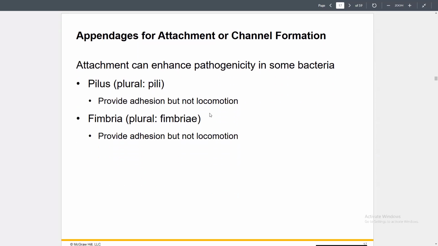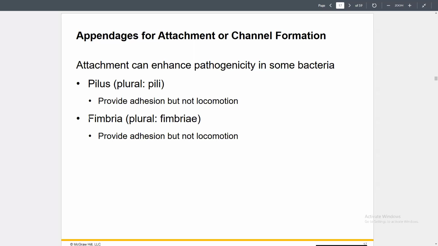All right, moving on to our other appendages, our pili and our fimbriae. The pilus, or the pili, we also call these the sex pili. I'm going to get to that in a moment. The pili can be used for adhesion, but they're never used for locomotion. And the fimbriae, their purpose is adhesion. Again, not locomotion. Flagella, locomotion. Fimbriae and pili, attachment.